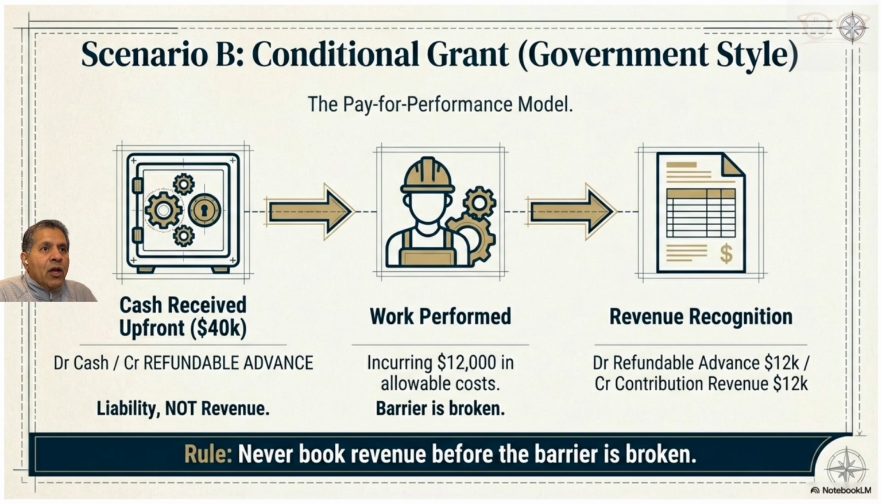This is the classic cost reimbursement grant. If you get cash upfront, say $40,000, you don't call it revenue. You debit cash and credit refundable advance, which is a liability. Then you do the work. You spend $12,000 on allowable costs, and by doing the work, you break the barrier. Now you can recognize the revenue. You move $12,000 from the refundable advance to contribution revenue.